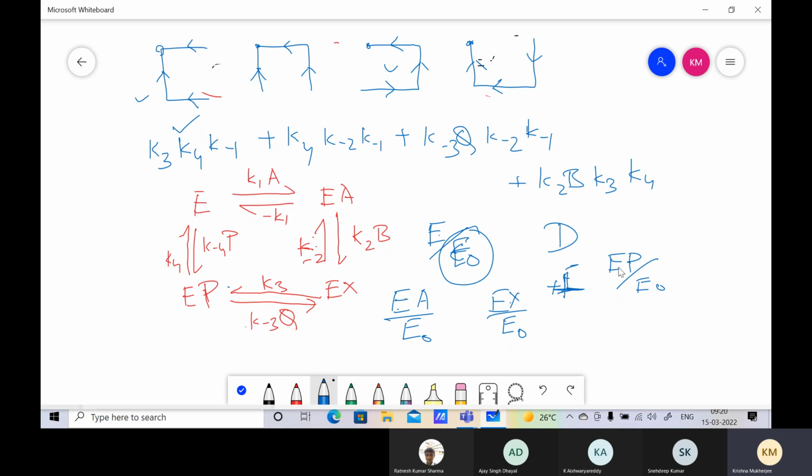And once you have found that out, then of course, what is the velocity? Velocity is dP by dt, which is K3. I hope you realize this. What is the velocity? K3. This is the one which is giving up Q, right? K3 into EX.